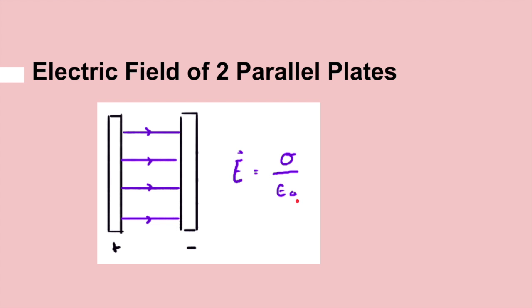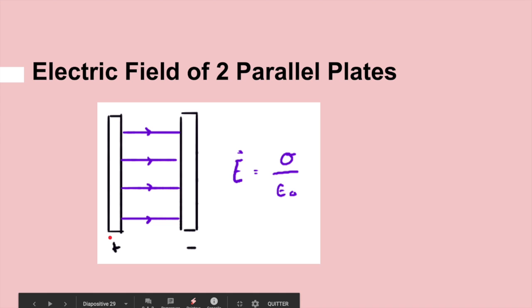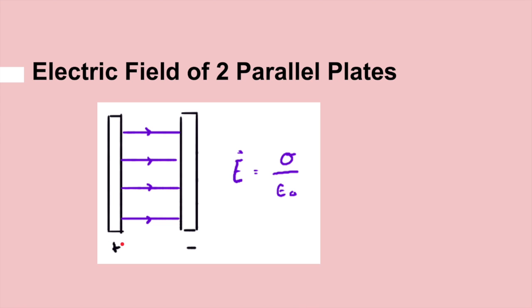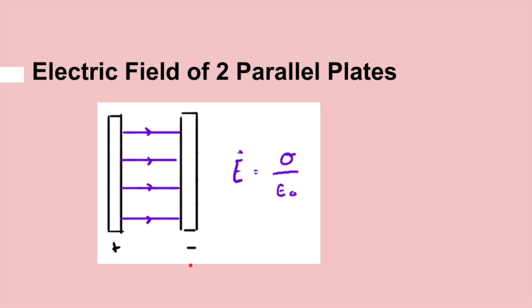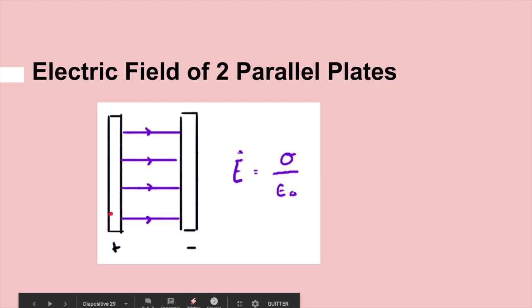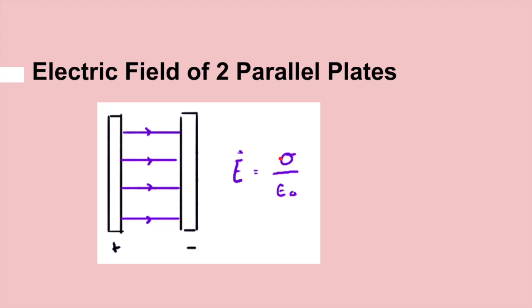Now there's one last thing here. So when you have two of these planes and they're parallel to one another, so here we have positive on one side and negative on the other side, there's going to be an electric field between them. And that electric field is going to go from the positive to the negative plane. Now to calculate that, you need this equation, and it is sigma, the charge density, divided by epsilon naught.